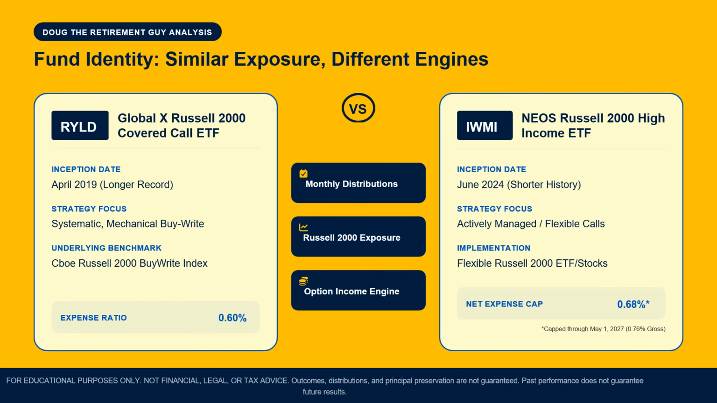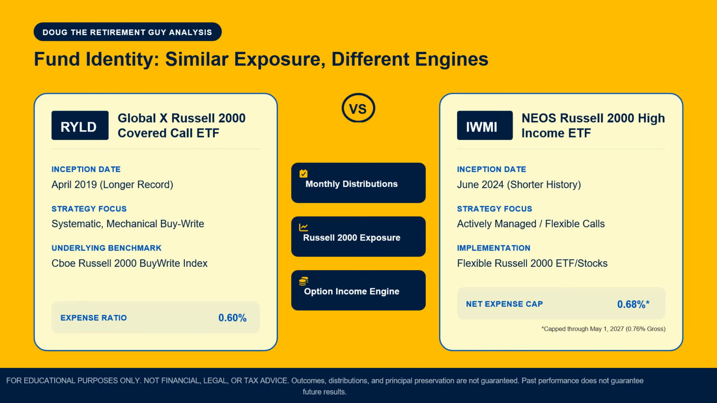So let's identify the funds right off the bat. Global X is a Russell 2000 Covered Call ETF. This one came out in April 2019. It has a longer record than our competitor. It's focused on a systematic, mechanical buy-write structure, and the underlying benchmark is the CBOE Russell 2000 BuyWrite Index. So that makes for a big difference. The expense ratio is 0.60, so about fair on that side.